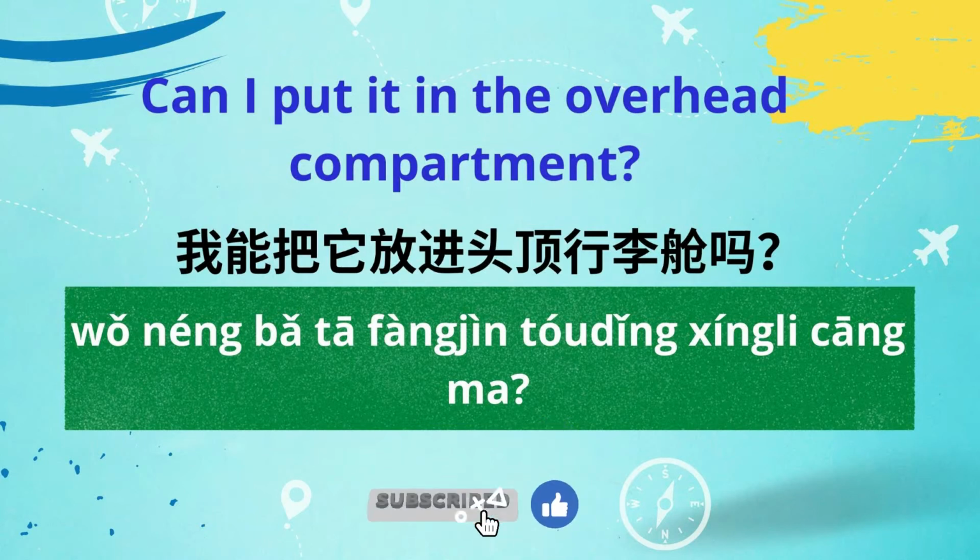我能把它放进头顶行李舱吗？ 我 means I. 能 means can. 把 means to hold. 它 means it. 放进 means to put into. 头顶 means top of the head. 行李 means luggage. 舱 means cabin or the hold of a ship or airplane.